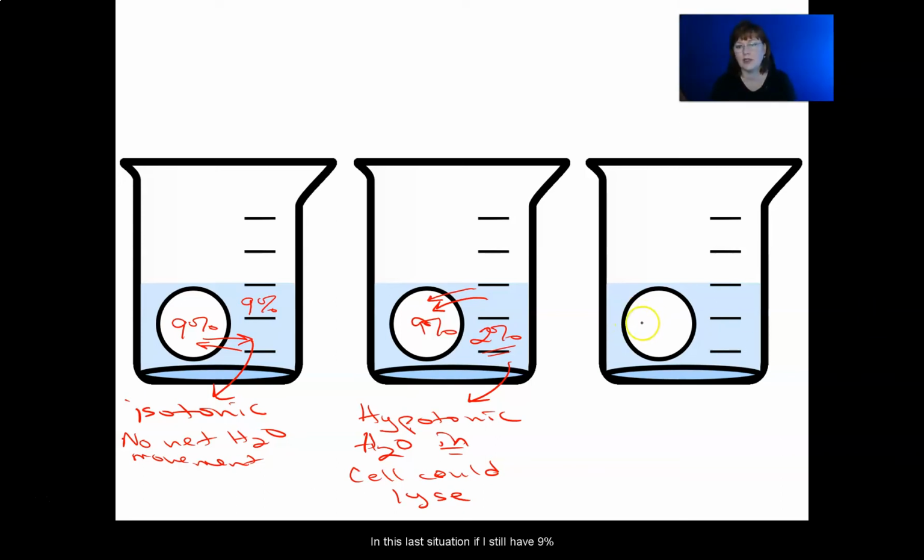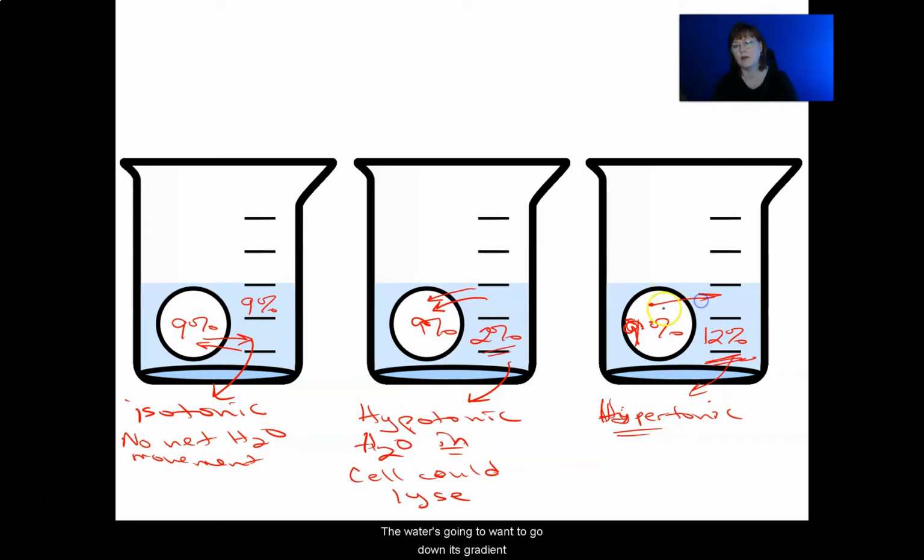In this last situation, if I still have 9% solute inside, and I put it into a solution that has more solute, maybe a 12% concentration of solute, then that means that my ECF, my solution out here, is hypertonic, or higher than the solution inside. There's more solute out here. If there's more solute in that solution, then that means there's less room for water. So technically there's more water inside the cell at this point.